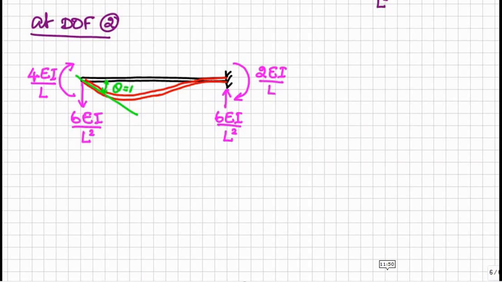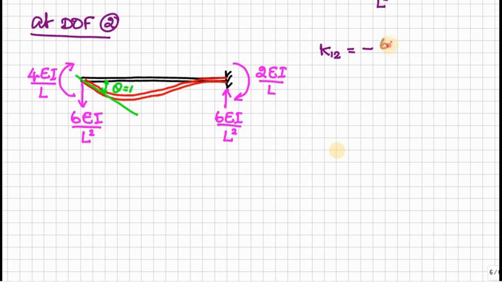So in order to balance the system, balance the member, reactions are created in opposite sense. Here 6EI/L² vertically downward, here 6EI/L² vertically upward. Now we can calculate K12, K22, K32, K42 as usual.